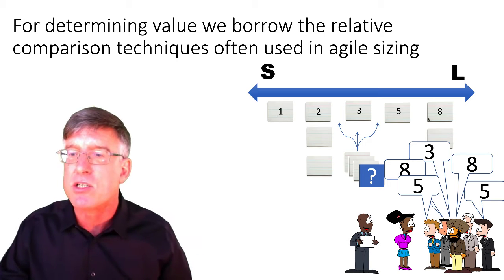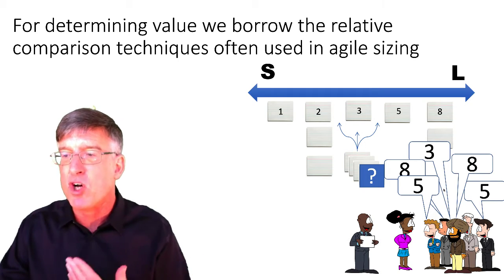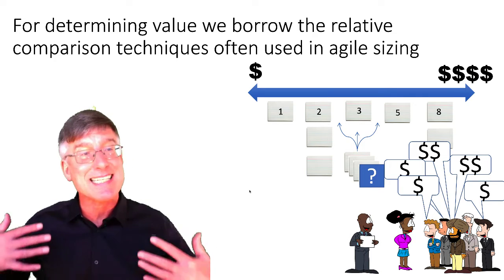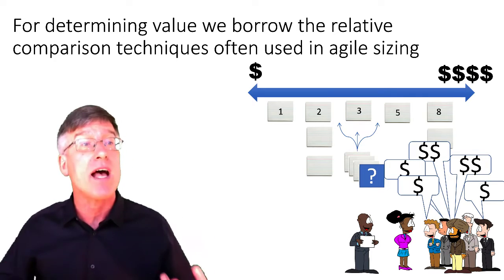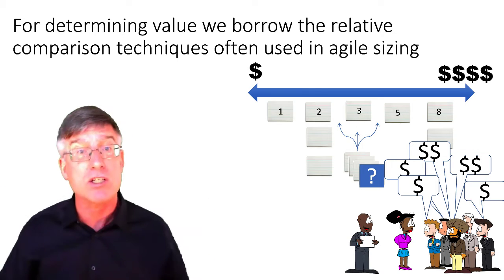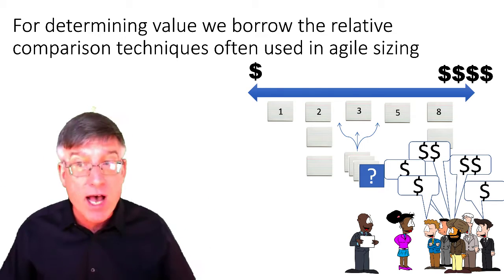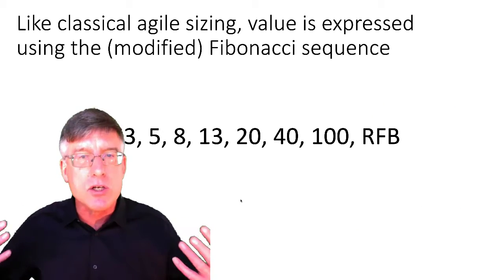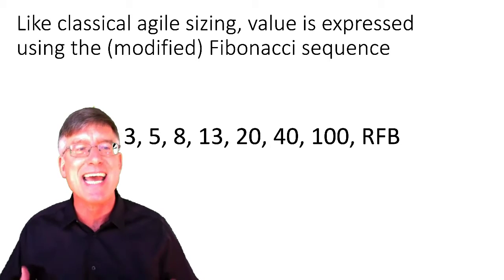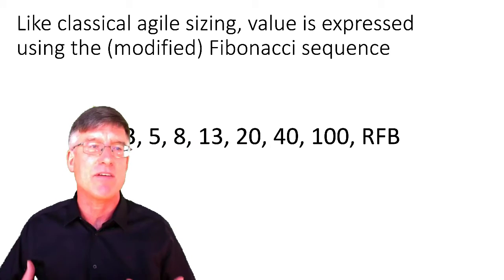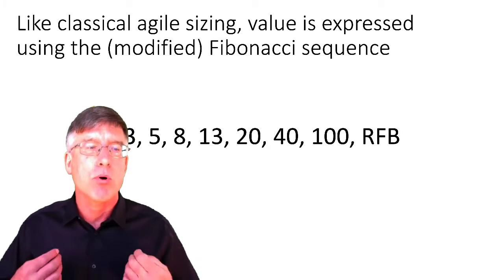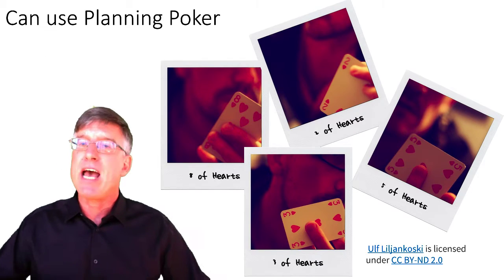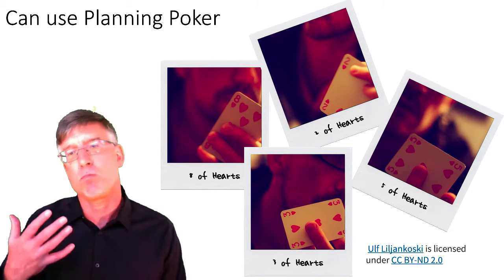Here you see a classic sizing chart and the team collaboratively trying to size a piece of work. We can do the exact same thing with value. If we can compare size relatively, why can't we compare value relatively? So we can do exactly the same thing, and we can also use the Fibonacci sequence, again because it gives us a very nice progression. And we can even use planning poker.